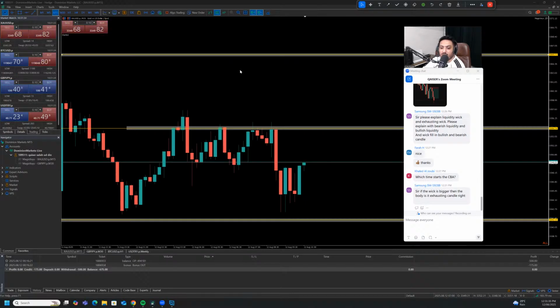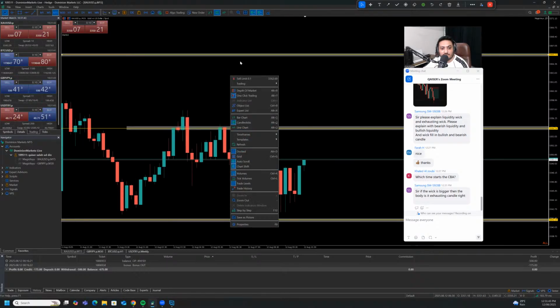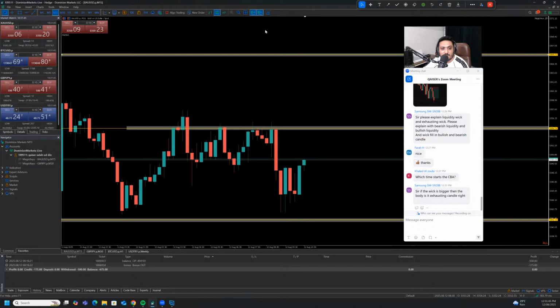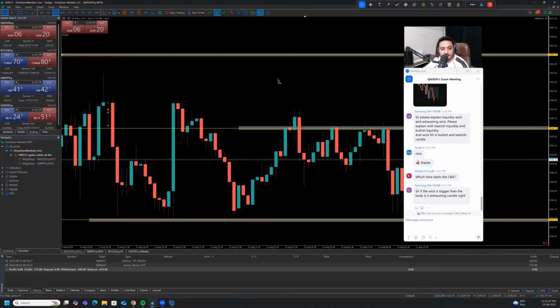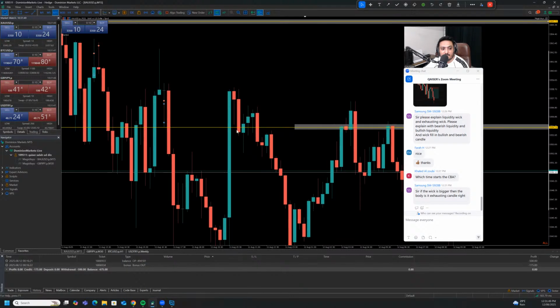Sir, if the wick is bigger than the body, is it an exhaustion candle, right? Yeah, exactly. Let me show you this one. If you look at this trade, it was taken on an exhaustion candle. This candle rejected with a long rejection wick and closed with a small body. The next candle created a wick, broke the low, executed, and grabbed 23-25 pips. See this one?